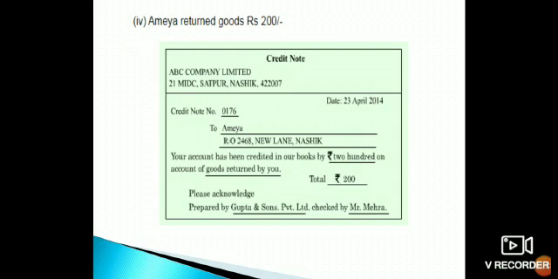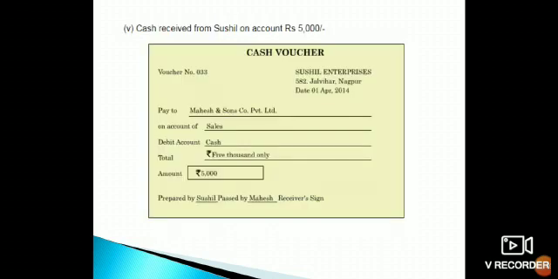Next one is credit note. Credit note is issued during sales return. Here Ameya is returning the goods. So Ameya's account is credited. Amount is written both in words and numerals. Credit note number should be mentioned.